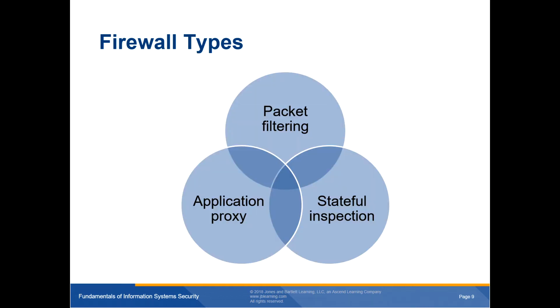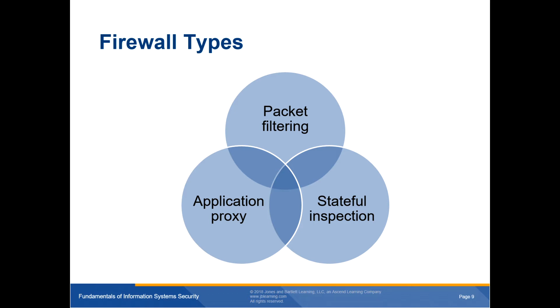Firewall types. Our first type is packet filtering. A packet filtering firewall is very basic. It compares received traffic against rules to decide what it will permit to pass through the firewall. It makes this decision for each packet that reaches the firewall and has no memory of packets it has encountered in the past.